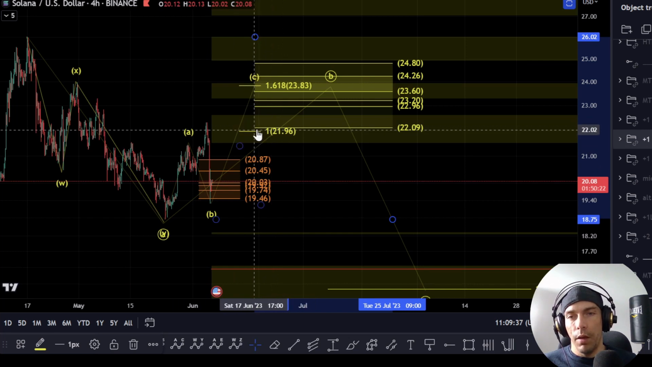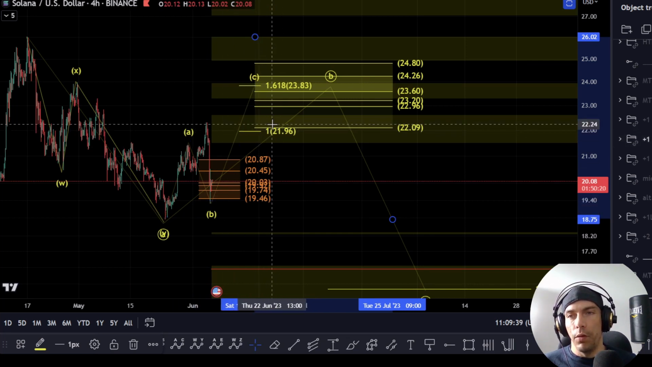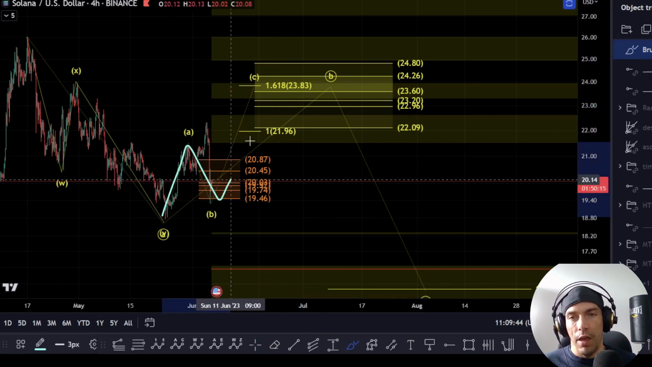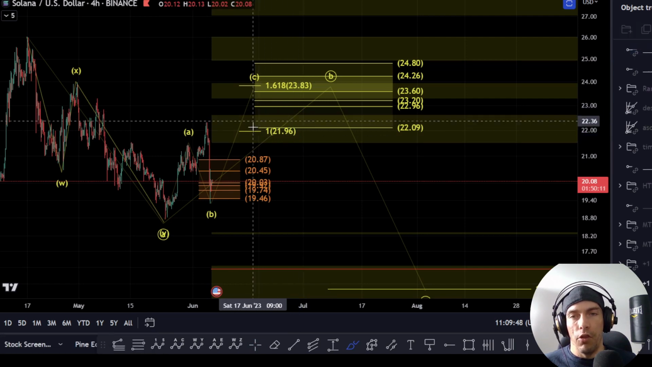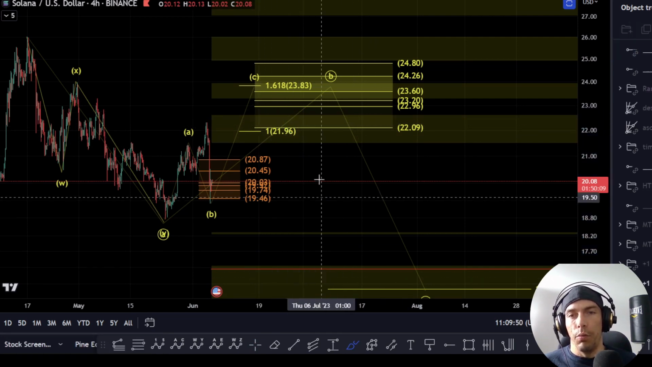So this 1-to-1 coming back into this level here would actually be a 50% retracement of this move here. So I would be keeping an eye on that. If we see this play out as ABC, potentially we could look to swing fail this high and actually look to get a rejection within this zone before looking to push back down.